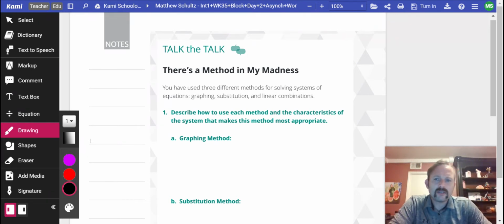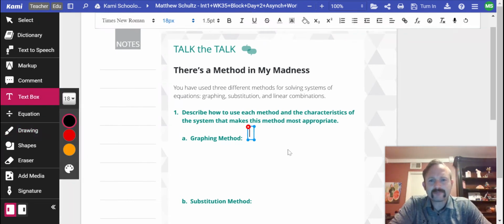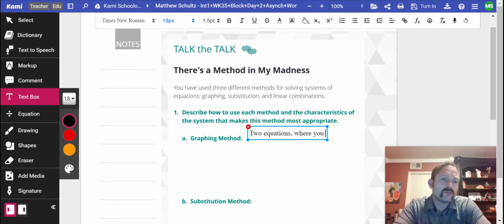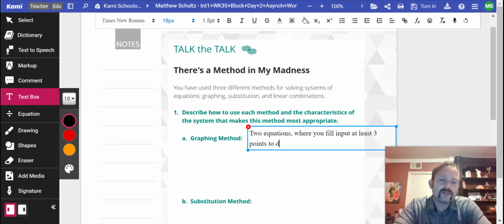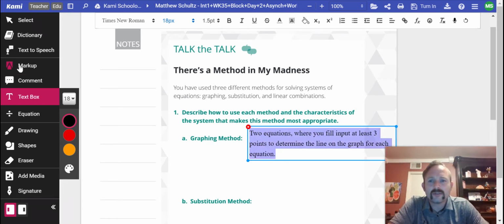Okay, so graphing. Let's type some things out. Well, you're going to have 2 equations where you will input at least 3 points to determine the line on the graph for each equation.